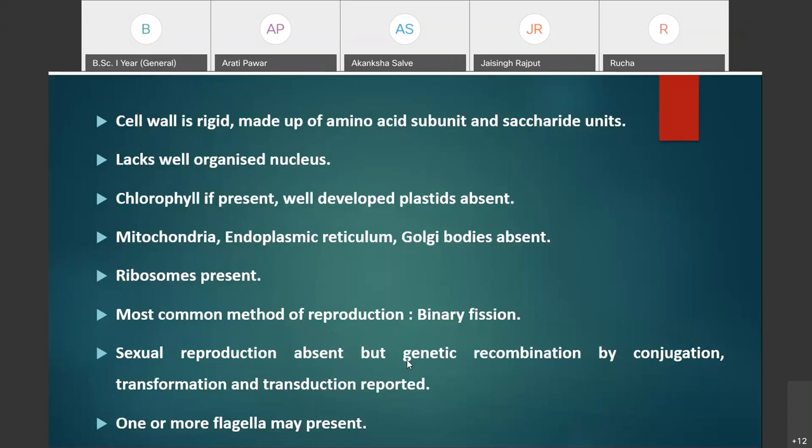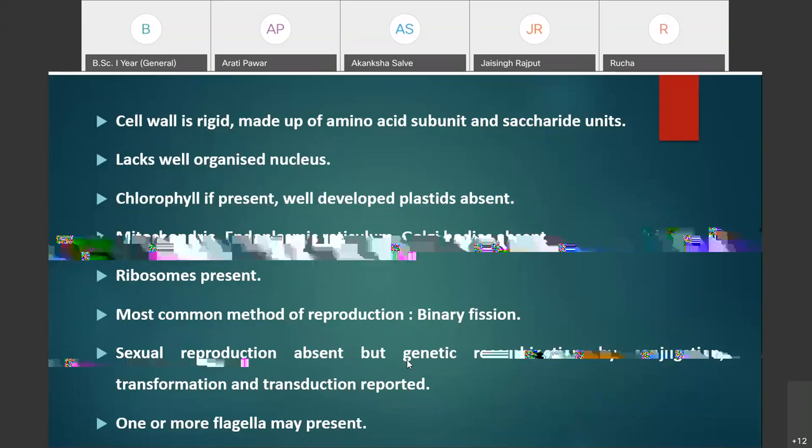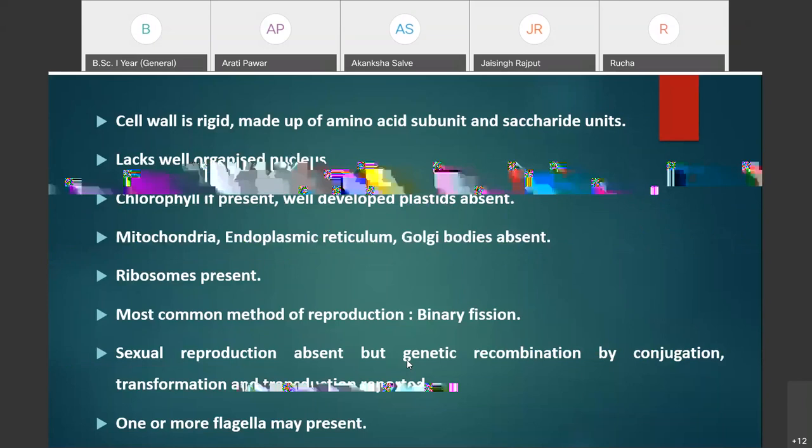It is not necessary that these organs which are required for movement are present in all bacteria. Some of the bacteria are motile, while some of the bacteria are non-motile. Motile bacteria can move from one place to another with the help of flagella. Presence of one or more flagella in the motile bacteria.